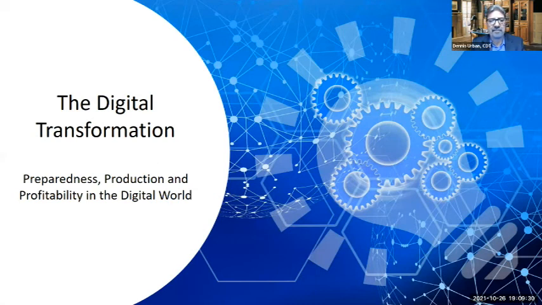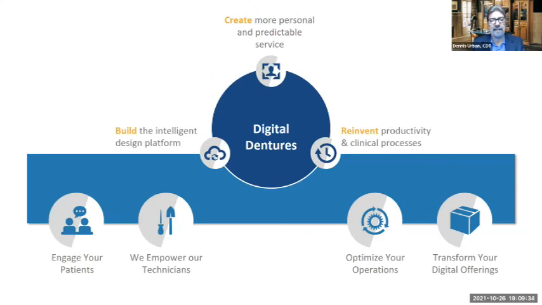So we need preparedness, production, and profitability if you want to be successful in a digital world. So I have this little chart I put together here. You want to build the intelligent design platform with digital dentures and create a more personal and predictable service. And you can do that with the denture technology on the digital side. Engage your patients. We empower our technicians with this latest technology and reinvent productivity in clinical processes. So it's really important to do that. And you can optimize your operations and transform your digital offerings.